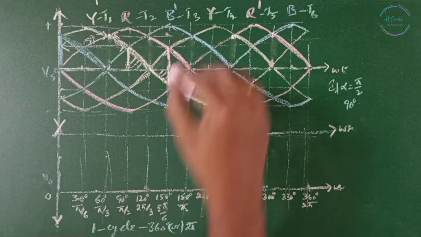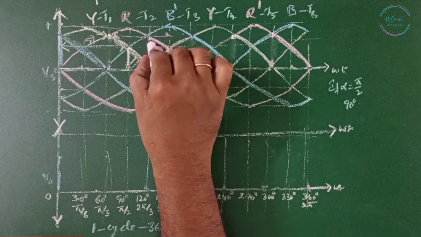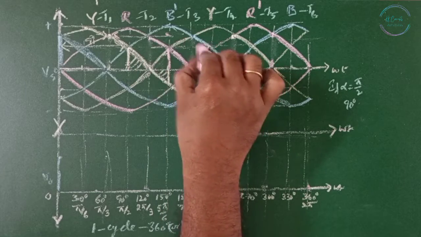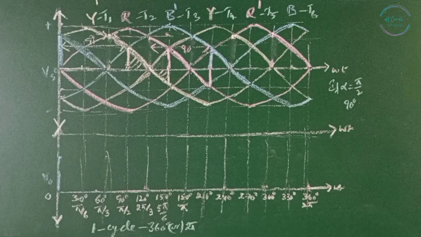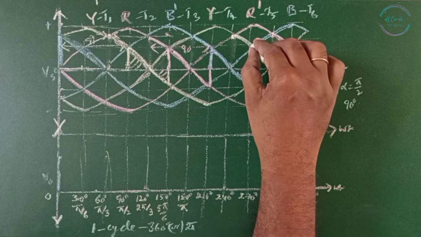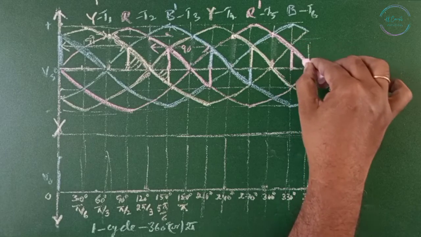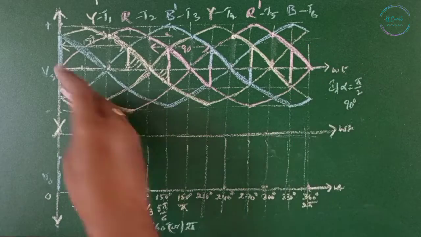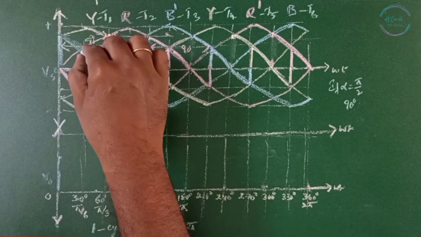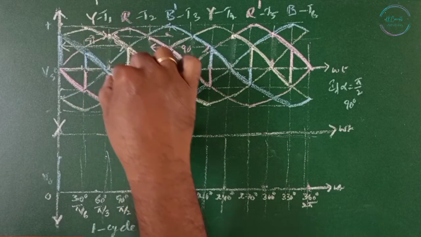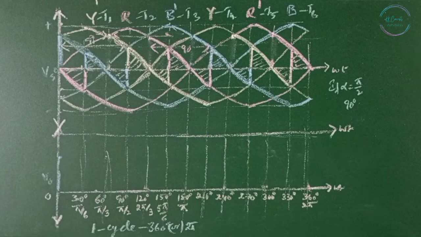Now T2 is going to conduct until T3 turns on. T3 can turn on here. From here to here is 90 degrees, and here T3 can turn on. Next, T4 can turn on after 90 degrees. So this is T4. Next, T5 can turn on here, and T5 is going to conduct here. The negative part comes here, and here T6 is going to conduct. So this is the resultant voltage in case of 90 degrees.